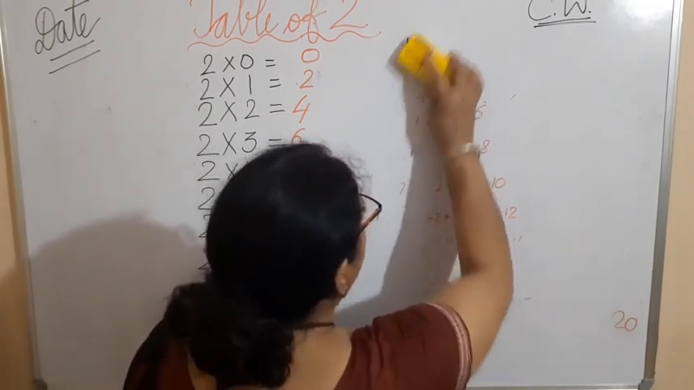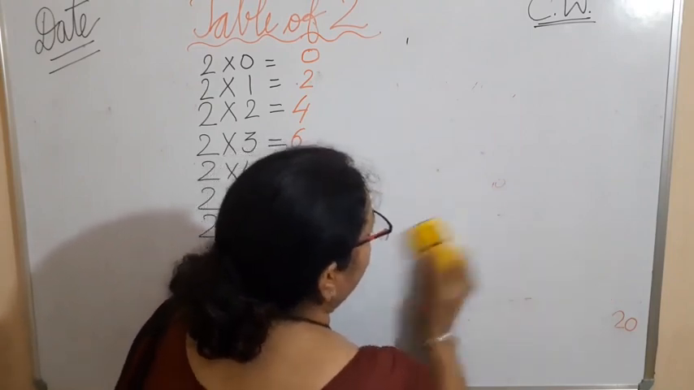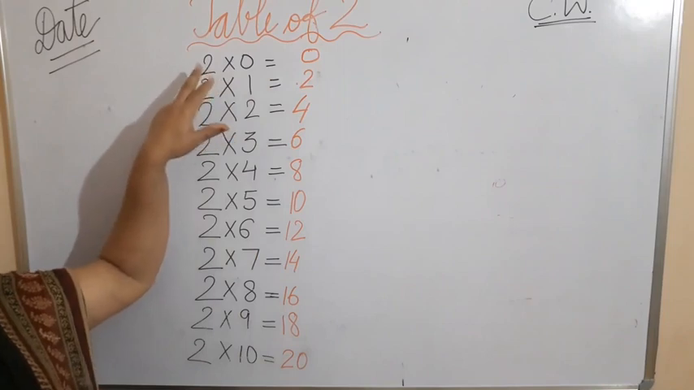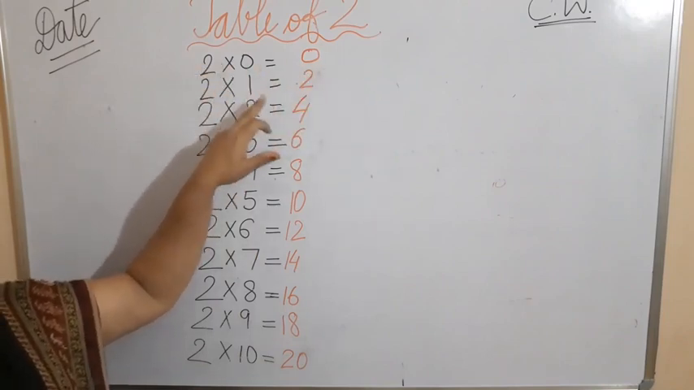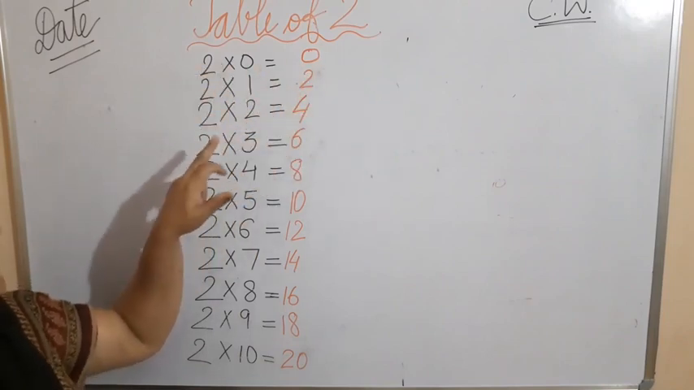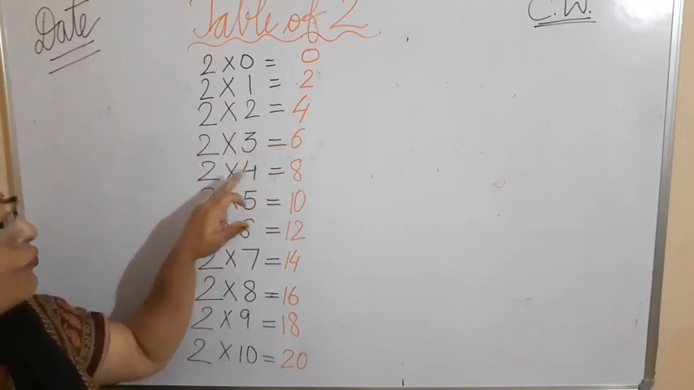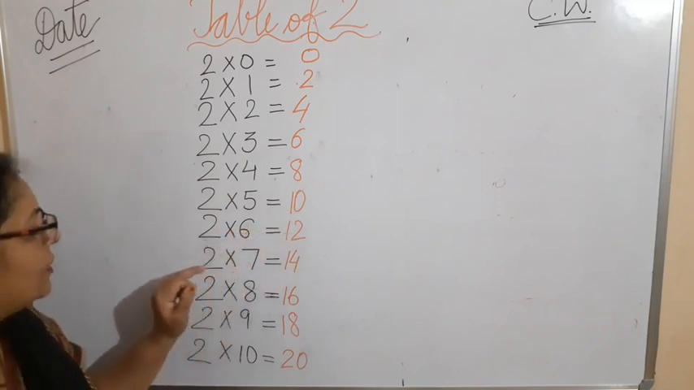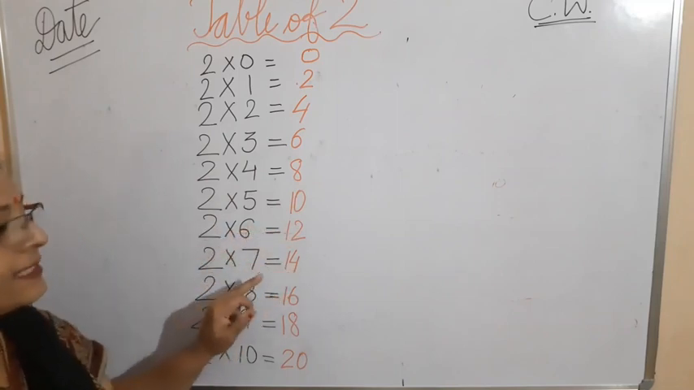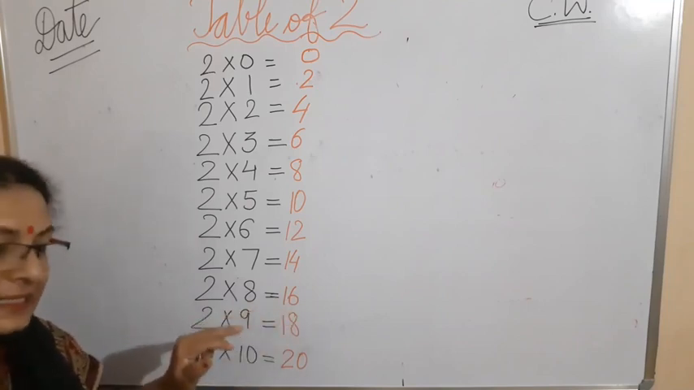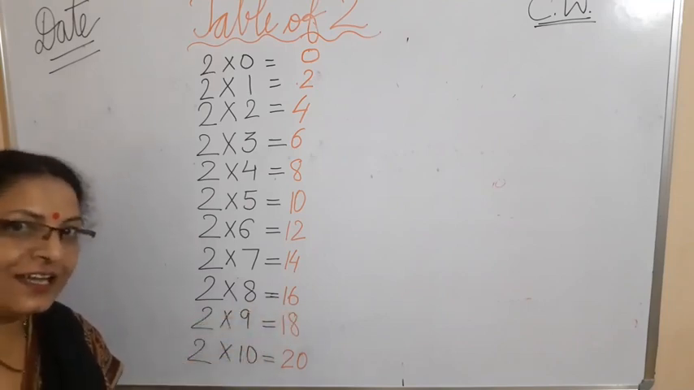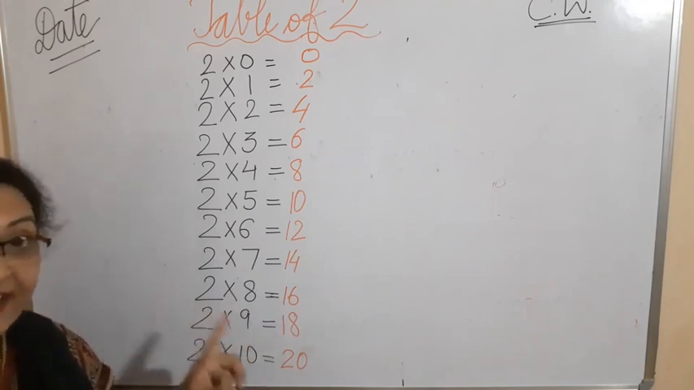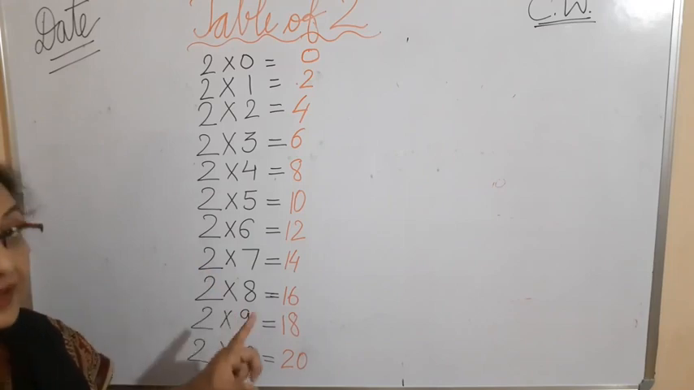Now, students, you have to repeat after me again. Okay? So, start once more. 2 zeros are 0, 2 ones are 2, 2 twos are 4, 2 threes are 6, 2 fours are 8, 2 fives are 10, 2 sixes are 12, 2 sevens are 14, 2 eights are 16, 2 9s are 18 and 2 10s are 20. Did you understand, students? Okay, do the practice again and again until you are able to learn and write.